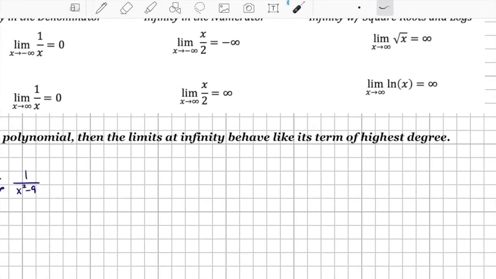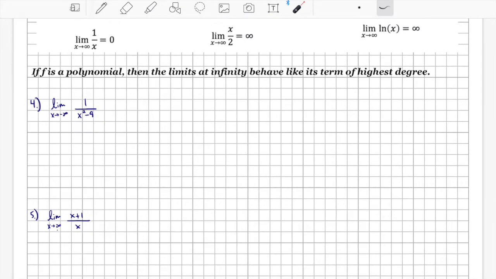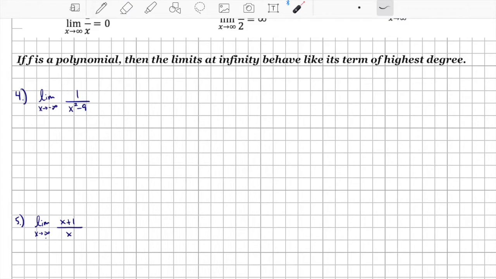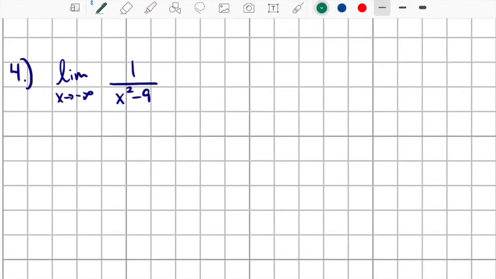Now, we're going to look at some problems that are approaching infinity. So let's read this first. If f is a polynomial, then the limits at infinity behave like its term of highest degree. This is what I mean. So in this situation, we have a rational function, but in the denominator, it's a polynomial. So this is what you have to look for. Make sure that if x is approaching one of the infinities, then we can do this. We can rewrite it.